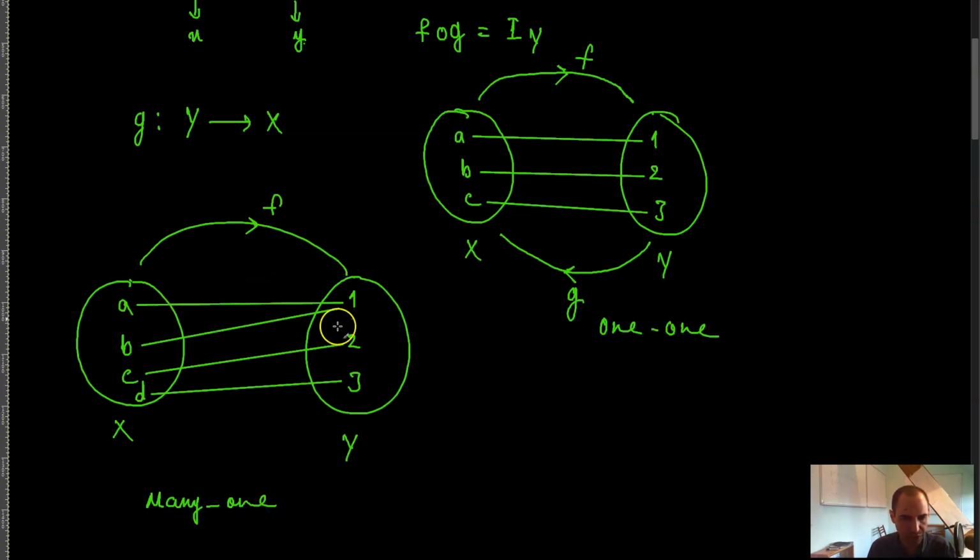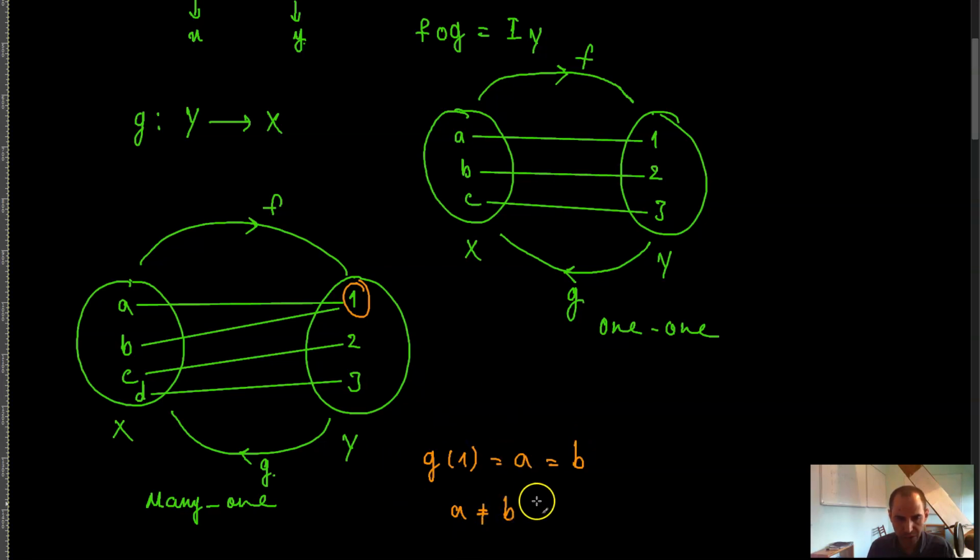Now the problem with this function is that if I want to get back from here to here, meaning that if I define some g to get me from Y to X, then if I start at 1, and if I want to get back to some element in the codomain of this function g, which happens to be the domain of the function f, then basically I do not really know what to do. 1 is mapped to a, is mapped to b, so in this case g of 1 would be equal to a, would be equal to b, and a is not equal to b. So that's just not possible. So that means that if a function is many-1, the inverse of the function does not exist.